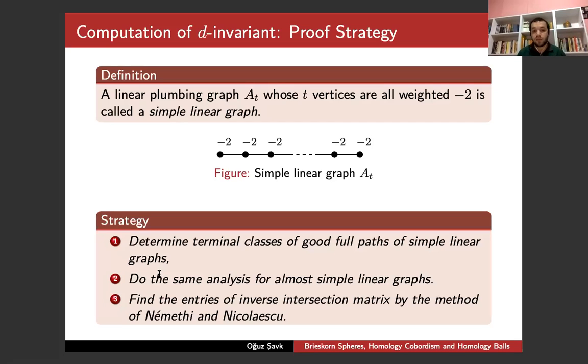The second step is the same analysis for almost simple linear graphs. Of course, it is related to our first observation. You need to find K squares. You compute entries of inverse intersection matrices. It is generally very hard, but in this case, it is fairly simple. We use the method of Némethi and Nicolaescu.